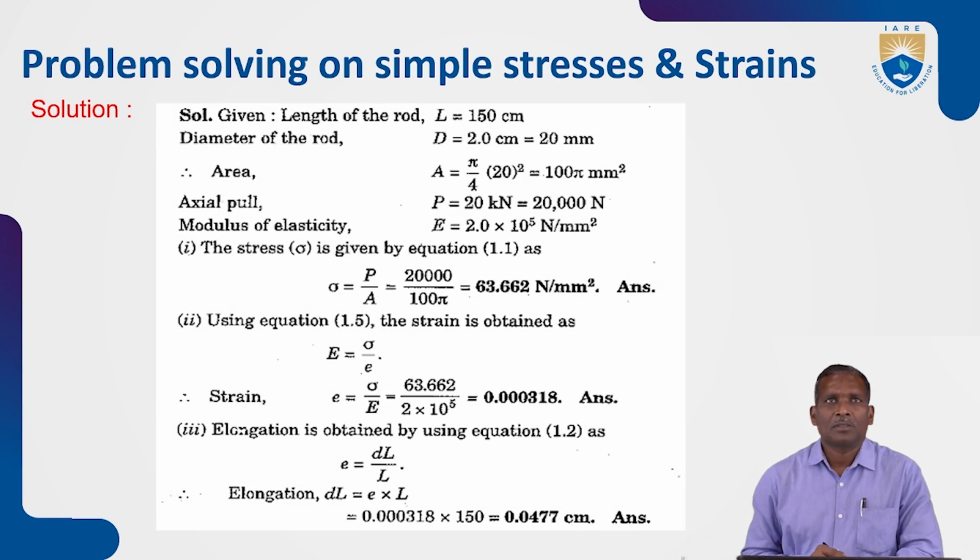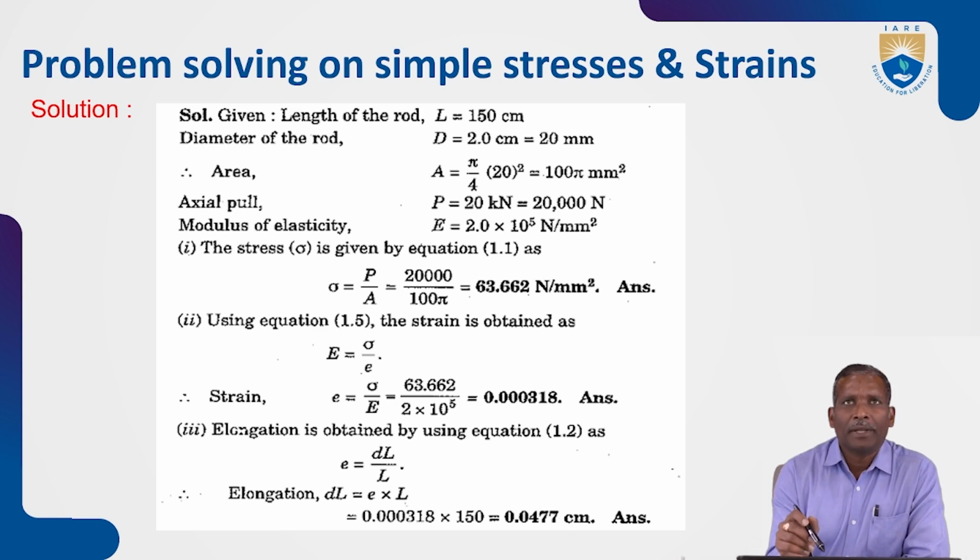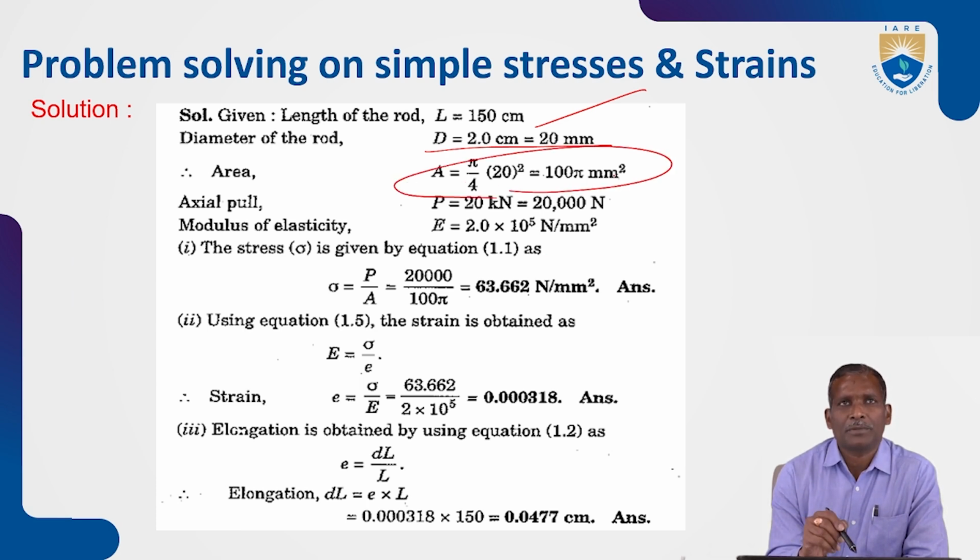So now the solution given here. 150 centimeters, and the diameter is 2 centimeter, convert into mm. So already I told you, the area is 105 mm square. And the modulus of elasticity is also given, 2 into 10 to the power 5 Newton per mm square. Now the stress calculation, you will get 63.662 Newton per mm square.